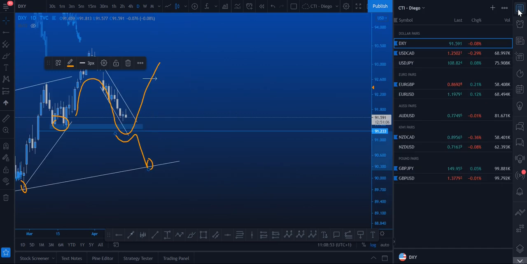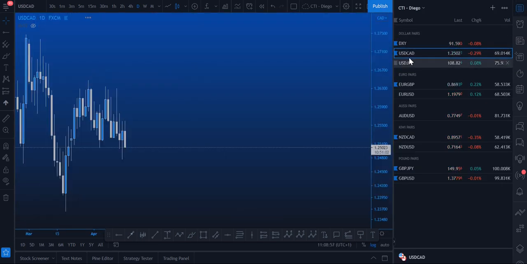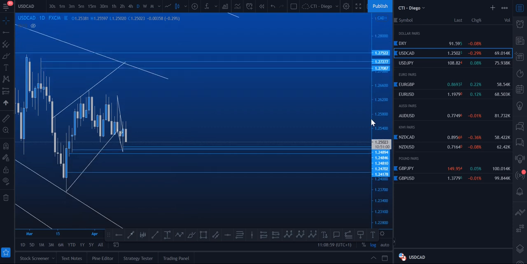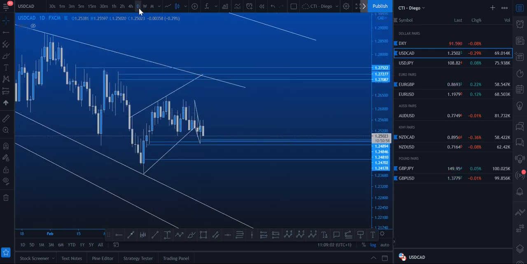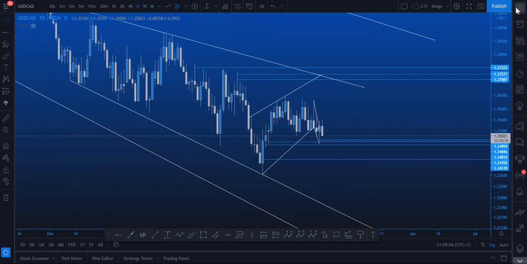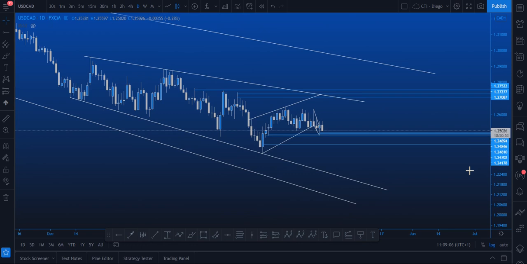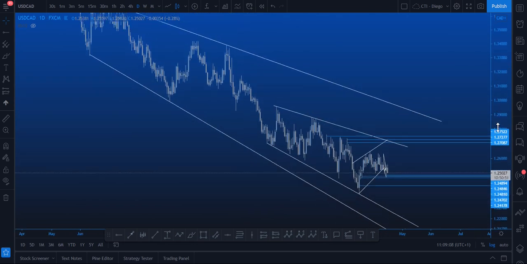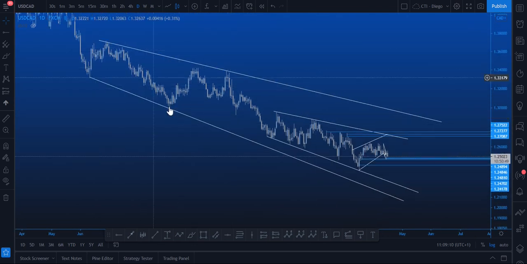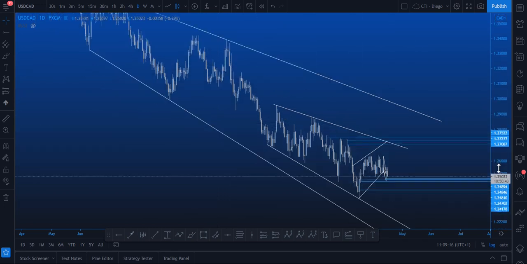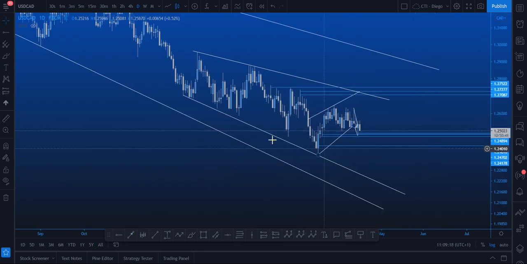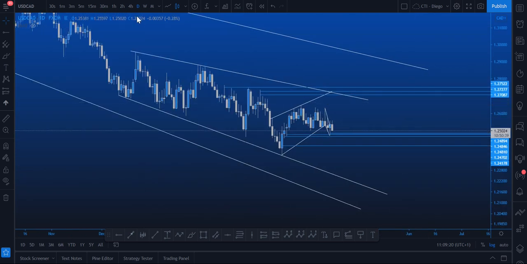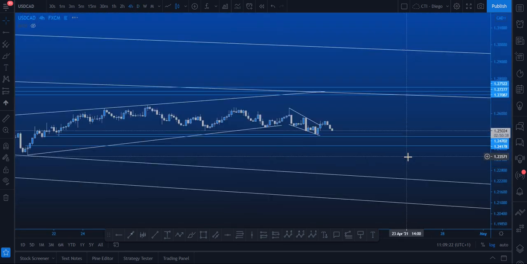Okay, so next on the list is dollar CAD. So if we zoom out on dollar CAD, what can we see? We can see that price is currently within this larger expanding pattern. We've also got the same fractal, which is this pattern here, within the same pattern. So right now it's looking pretty bearish. However, there's a few scenarios going on dollar CAD.